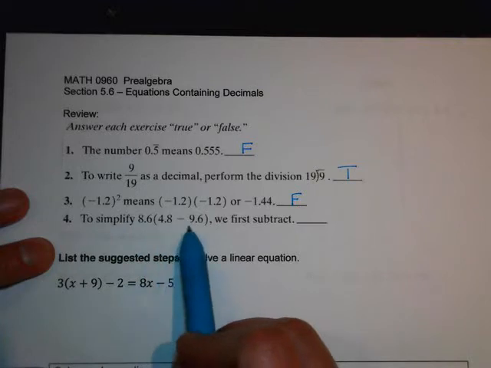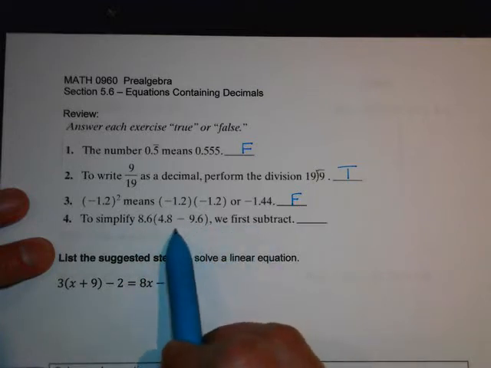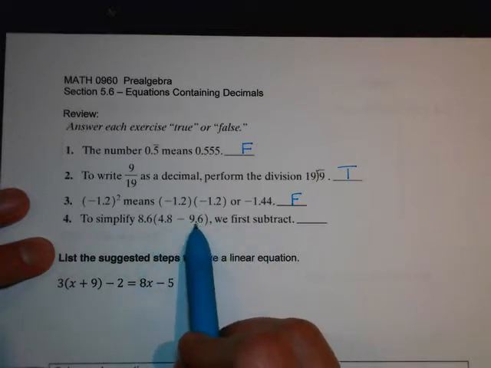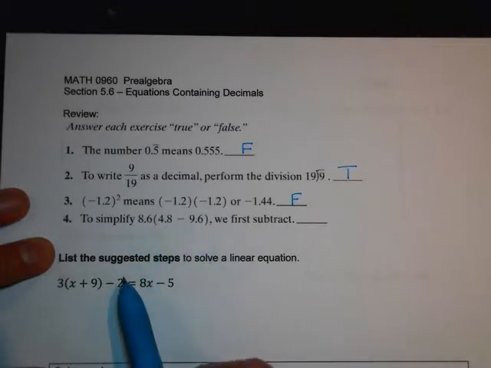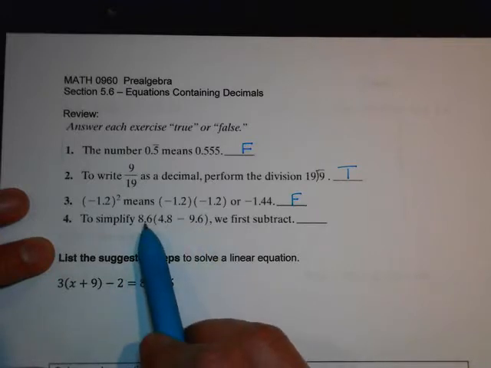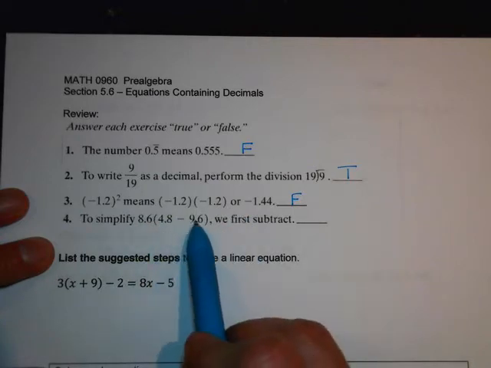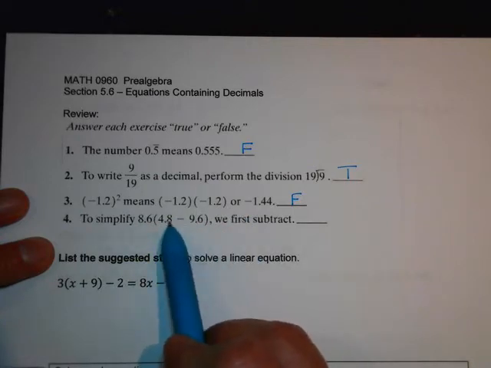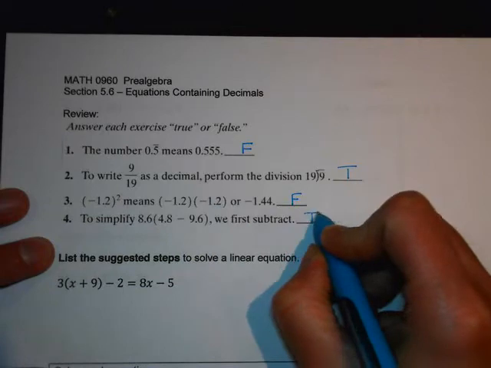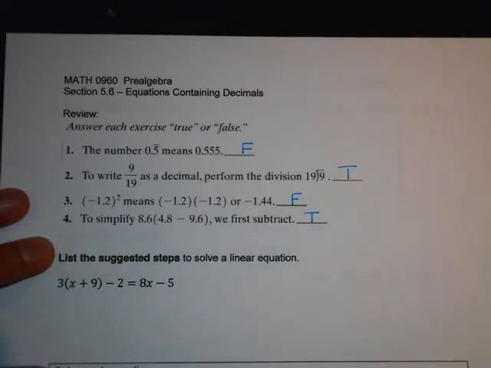And to simplify this, we first subtract. That's true. You can subtract first if you want and then multiply through. So there's two options. You could either distribute through or you could subtract, right? PEMDAS says work into the parentheses. So that's true. You could subtract first. All right, so let's look at this next one.